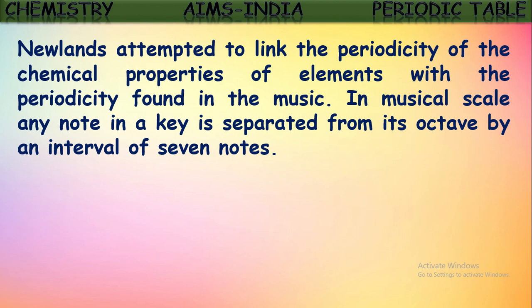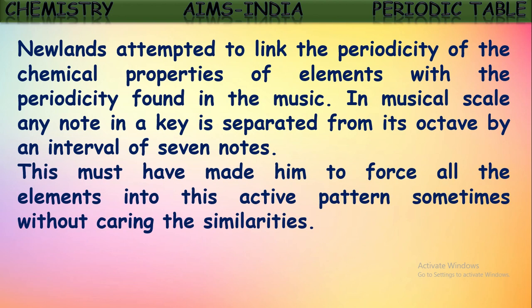Newlands attempted to link the periodicity of the chemical properties of elements with the periodicity found in music. Yes, so his classification of elements is compared to the musical notes in music. In the musical scale, any note in a key is separated from its octave by an interval of 7 notes, isn't it? For example, if you see the musical notes sa, re, ga, ma, pa, da, ni, sa. So the first note is sa, and the eighth one is also the same sa again.